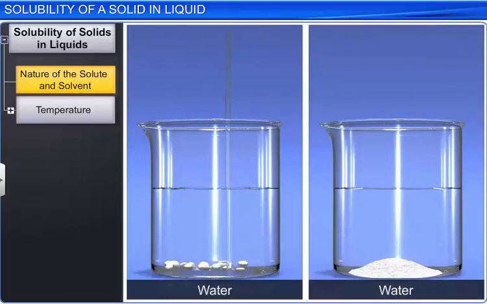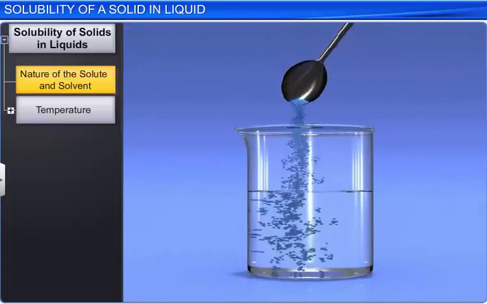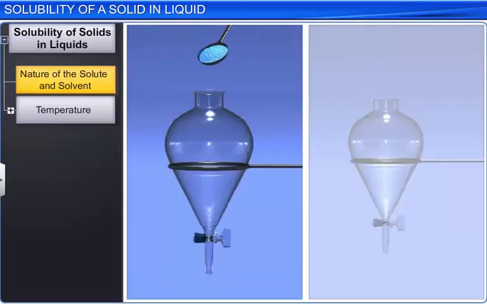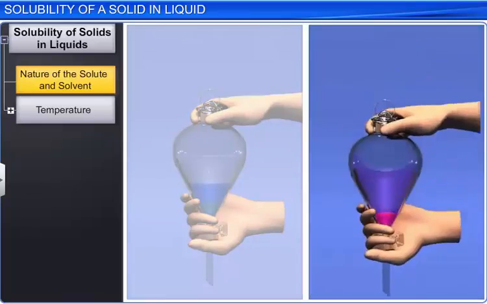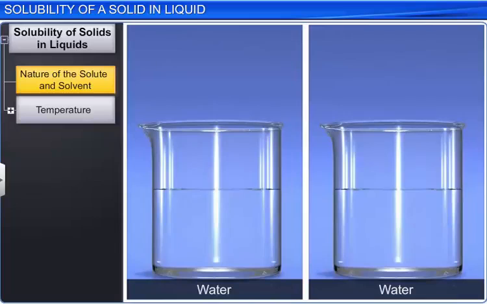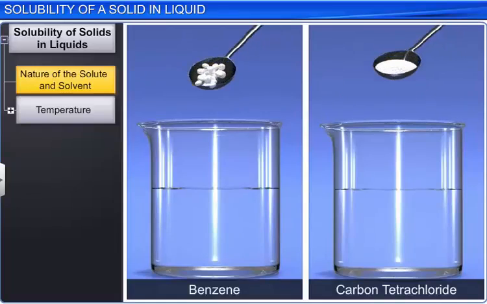In general, solubility follows the rule like dissolves like. That is, a polar solute dissolves in a polar solvent, and a non-polar solute dissolves in a non-polar solvent. Therefore, polar or ionic molecules like sugar and sodium chloride dissolve in water molecules which are polar, while non-polar molecules like naphthalene and anthracene dissolve in solvents like benzene and carbon tetrachloride, which are non-polar.